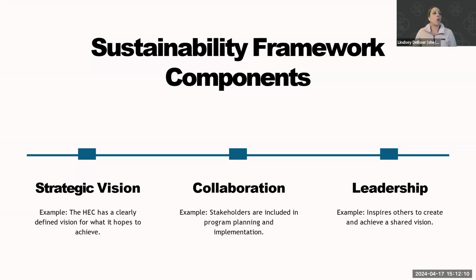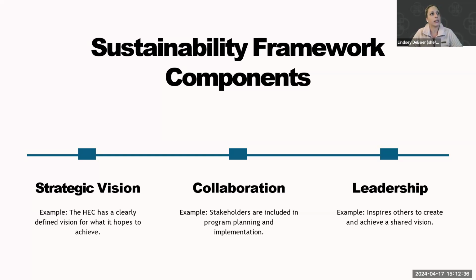So one of the components is really considering and thinking about your strategic vision as a council. One example of that would be, is there a clearly defined vision? Is everyone on board with this vision? And are the activities that your council is doing connected to the vision that you all are on board for? This will help make sure that your council is grounded moving forward with that shared understanding of the vision.